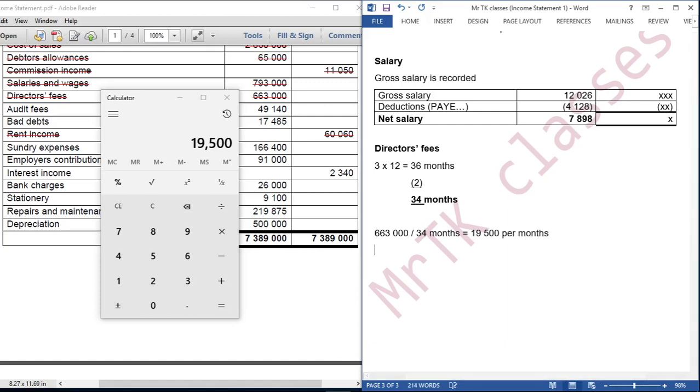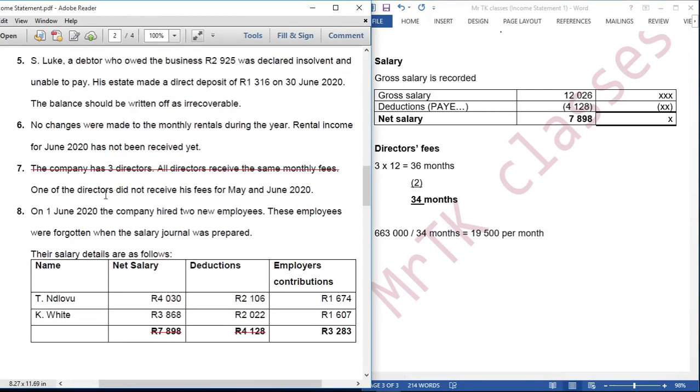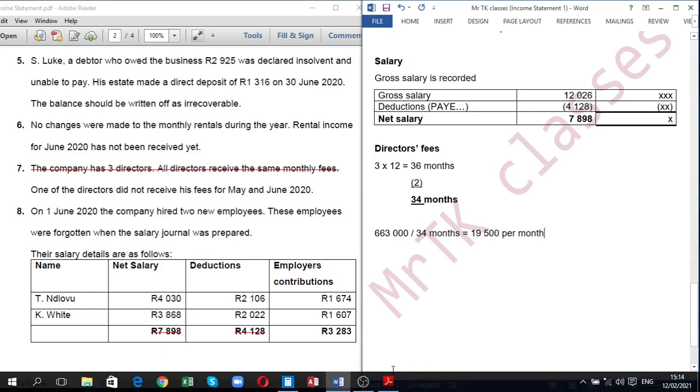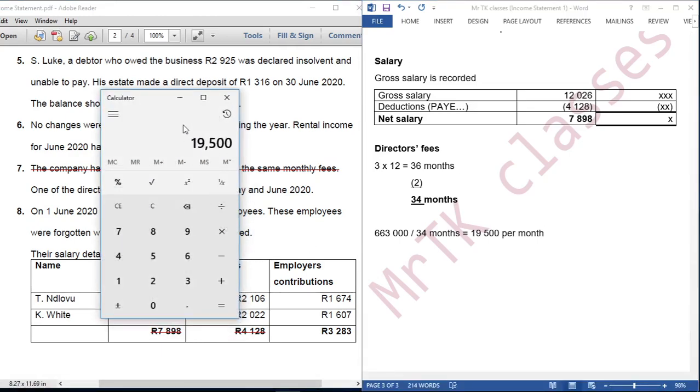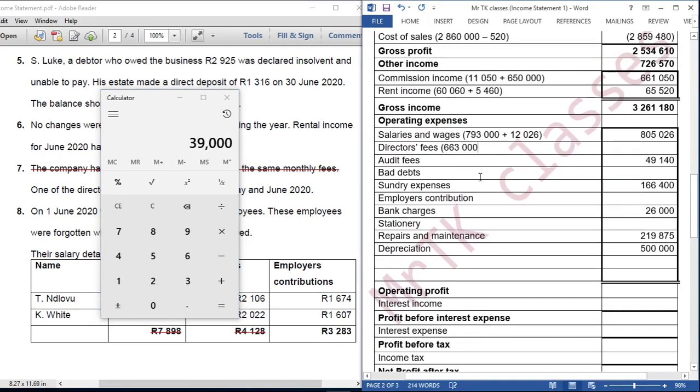And remember, we are calculating for 2 months, May and June, according to the adjustment. One of the directors did not receive his fees for May and June. So we are going to say 19,500 multiplied by those 2 months, it is going to be 39,000. So we are going to come here and add 39,000.